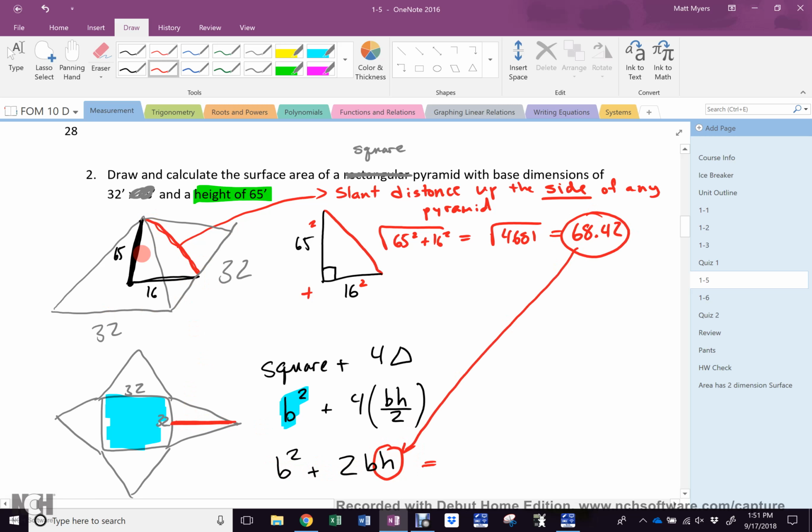What is the base of our pyramid? 32. And I'm supposed to square that base, aren't I? So 32 squared plus 2 times the base, no, just the base. 32 times, what's the red line? 68.42. Is everybody with me? Did we do anything new? We just put together stuff we already know.